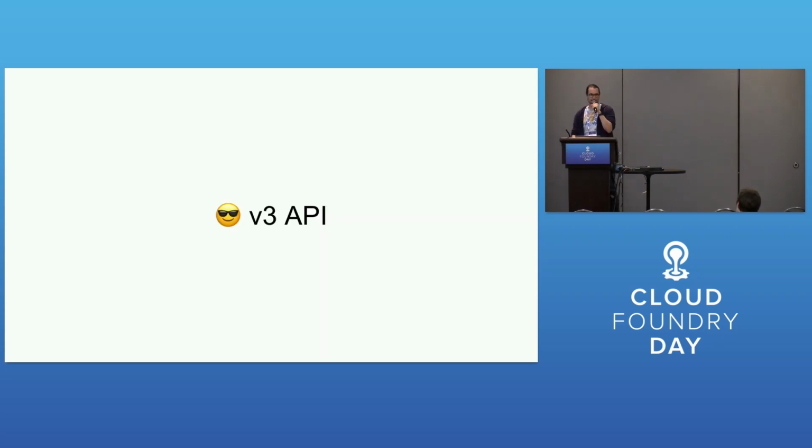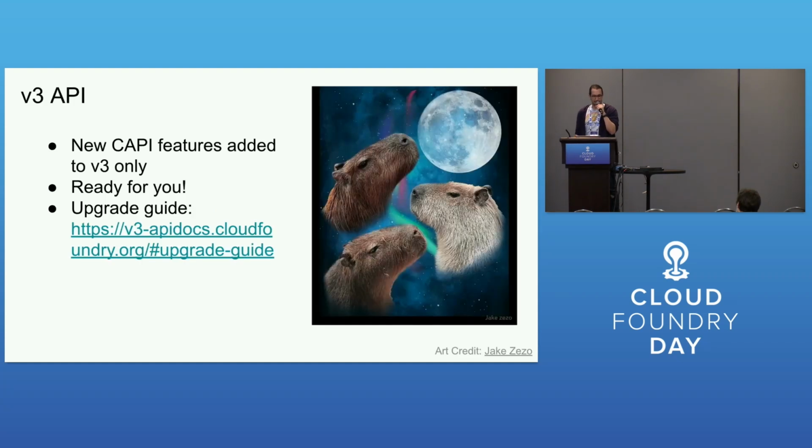All right, so let's start with the V3 API. At this point, the V3 API is good to go. If you're not already using it, you should be thinking about moving to it or actively moving towards it. New CAPI features, by default, are only going to come to the V3 API. And at this point, we've already moved over several high-use clients, and they've been able to move over successfully. So we believe that you should also be able to at this point.